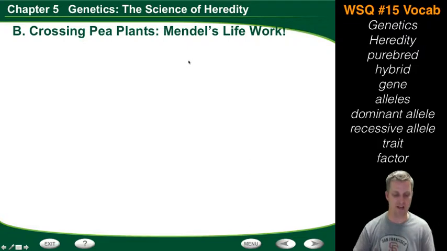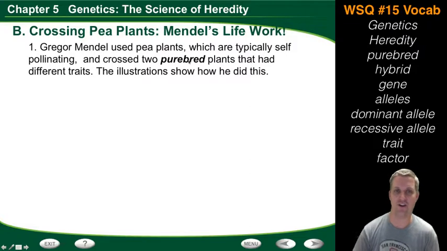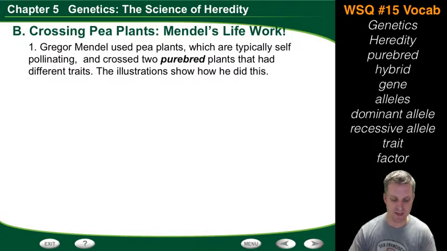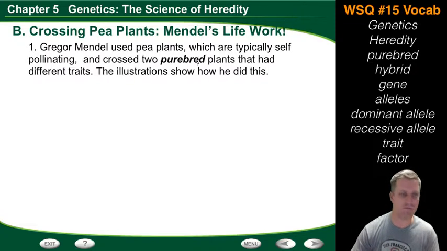Now here's what Mendel did. This was his life's work. Gregor Mendel used pea plants. Pea plants tend to be self-pollinating plants, which means that they typically don't need multiple plants. They pollinate from one flower to another on the same plant. And what he did is he actually went through and did what's called a cross. He crossed, or hybridized, the plants.